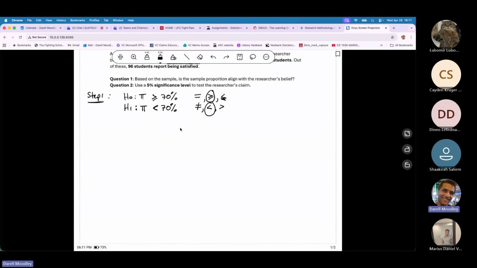And this is a one-sided lower tail test. How do we know it's a lower tail test? Remember what I told you last week? I use these symbols as an arrowhead. So this points to the left. So it means it's a lower tail test.